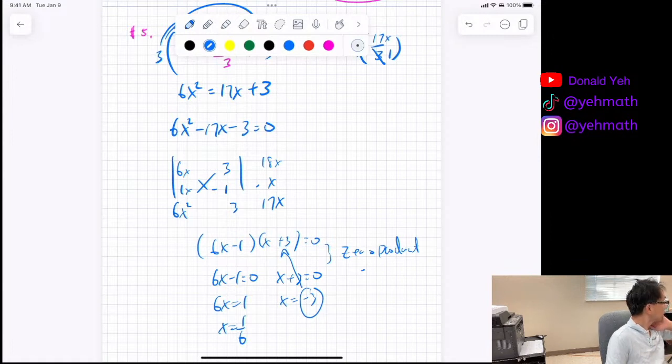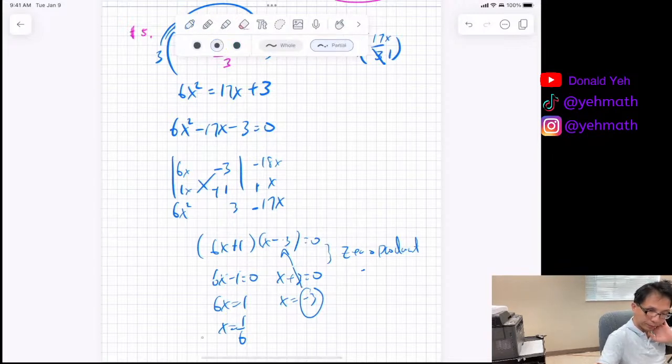Yes. Is that supposed to be negative instead of 1? Oh, I misread. So this is a minus. Sorry. This is minus, this is plus. So this is a plus and this is minus. Thank you.